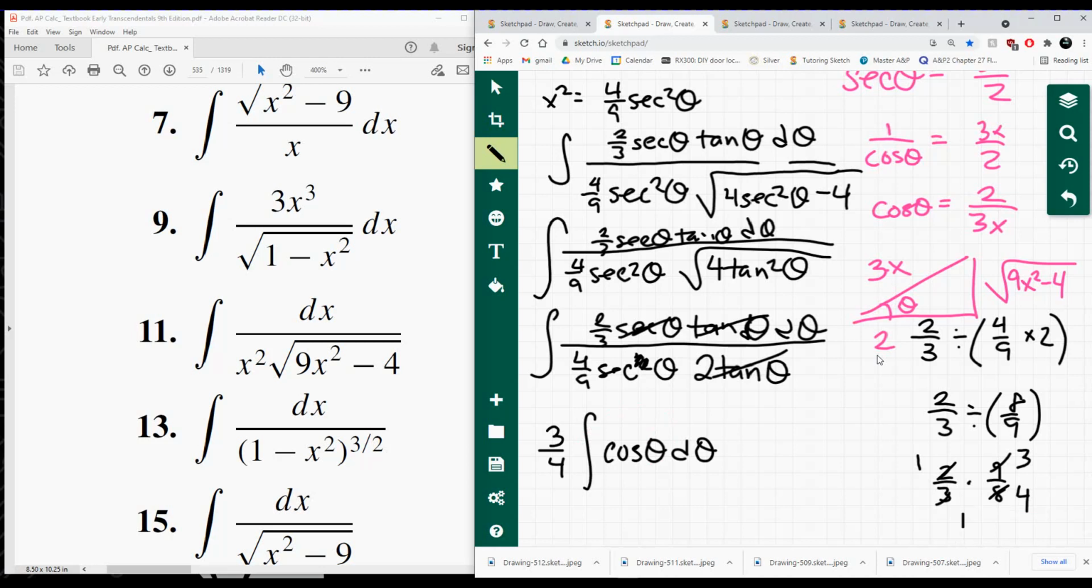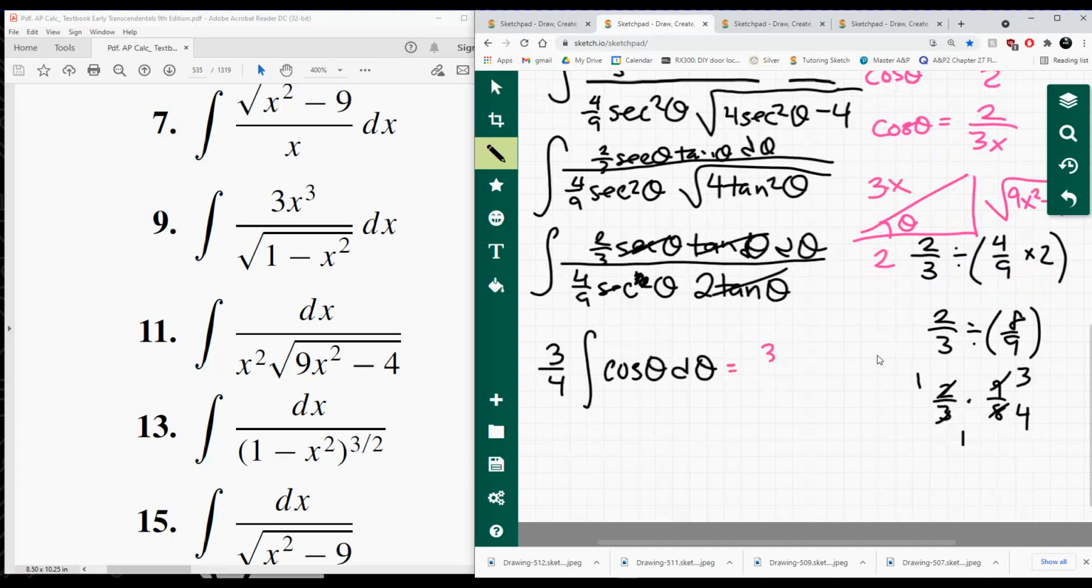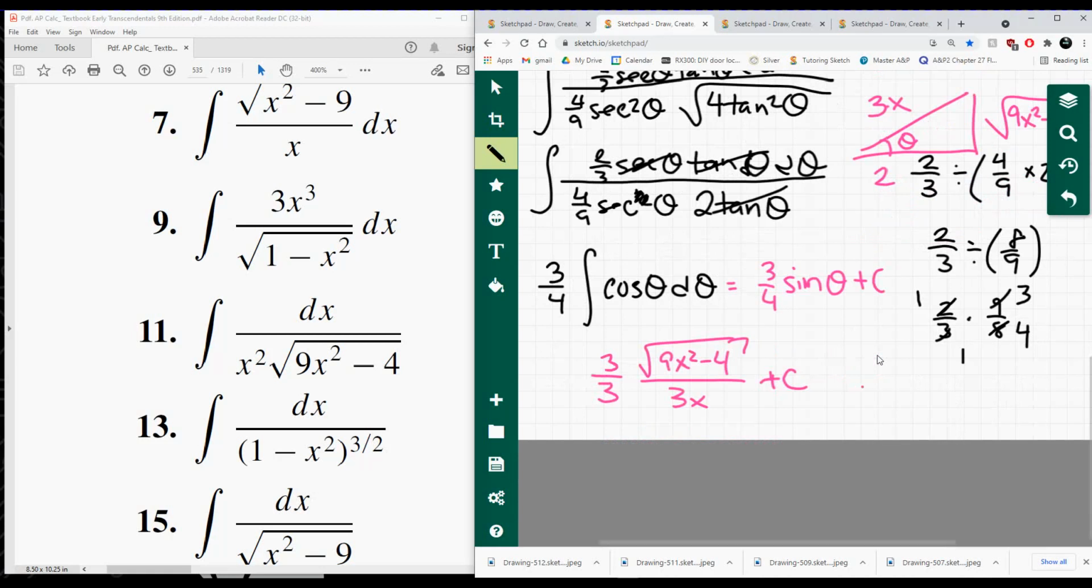But since we're integrating, this integral is going to give us sine. So we have 3/4 positive sine theta plus c. And therefore, the sine of this theta will be the square root of 9x squared minus 4 all over 3x, so we have 3/4 times that, plus c. And if we simplify this as best as we can, the 3's are going to cancel out. So we get the square root of 9x squared minus 4 all over 4x plus c as our answer.